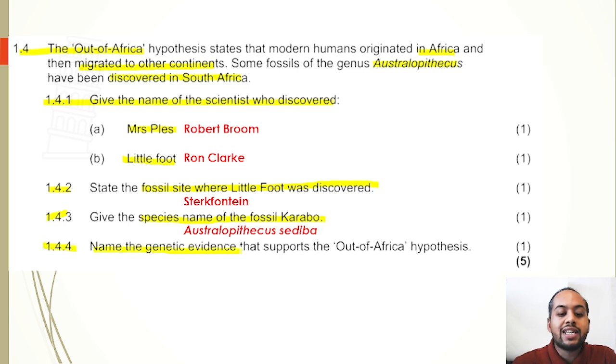1.4.4, name the genetic evidence that supports the out of Africa hypothesis. Because they are speaking about genetic evidence, remember genetic evidence has got to do with DNA, and the type of genetic evidence that helped to support the out of Africa hypothesis was the mtDNA, the mitochondrial DNA.